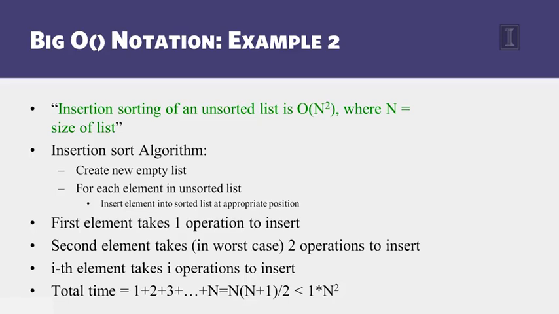If you go on like this, then the ith element takes i operations to insert, and you can calculate that the total time required to insert all the n elements is 1 plus 2 plus 3, and so on till n. This is a well-known sum which comes to n times n plus 1 divided by 2, which is less than 1 times n squared. So with the value of c equals 1, this insertion sorting example is an algorithm that takes order n squared in time and also order n squared in number of operations.